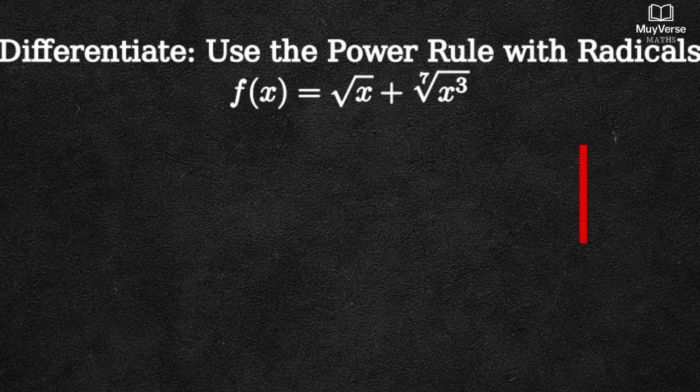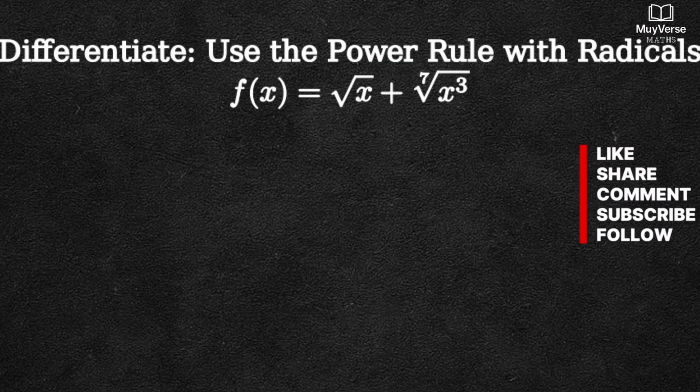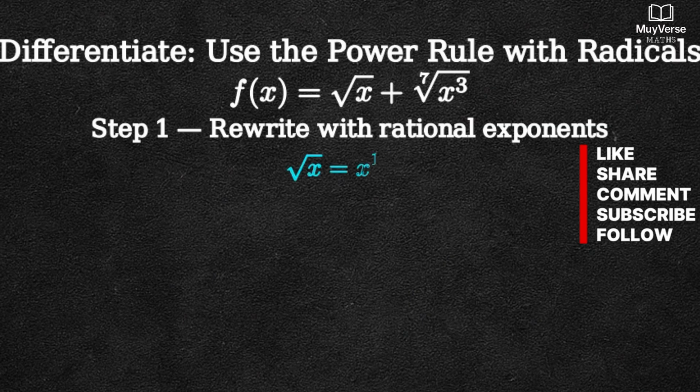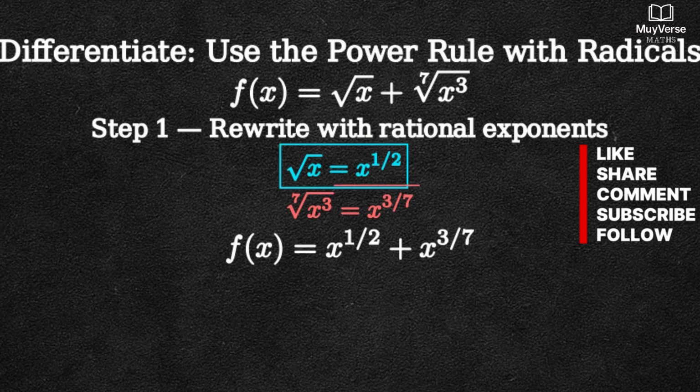Step 1. Rewrite radicals using rational exponents. We use the fact that the nth root of x to the m is x to the power m over n. So f of x becomes x to the 1/2 plus x to the 3/7.